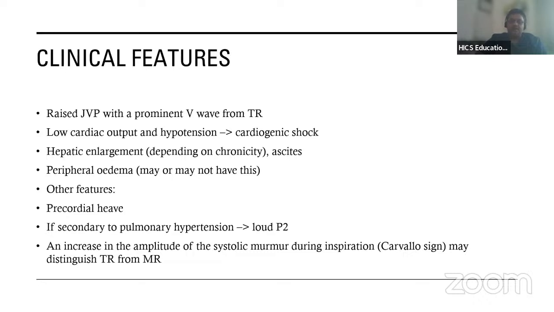Usually, these patients have a low cardiac output and hypotension, causing cardiogenic shock. Because of the venous congestion, depending on the chronicity, you tend to get a tender hepatomegaly with ascites, peripheral edema, which may or may not always be present, with a precordial heave with a loud second heart sound, and an increase in the amplitude of systolic murmur during inspiration called the Carvalho sign, which may help you to distinguish a hypertensive tricuspid regurgitation from a non-hypertensive ischemic tricuspid regurgitation.